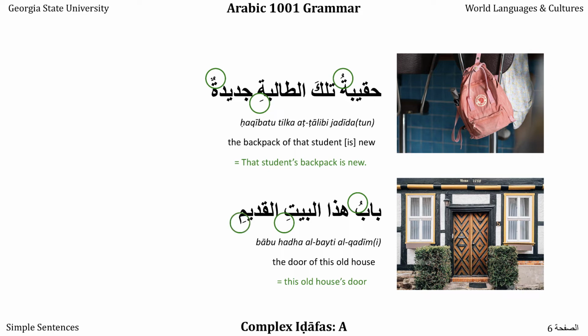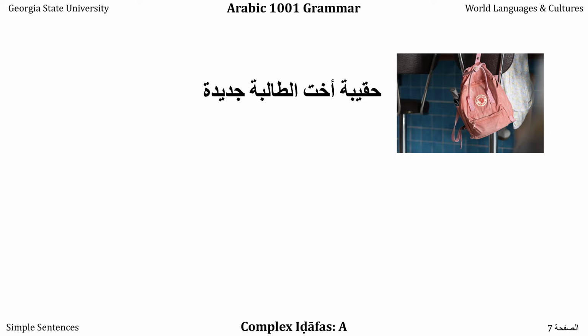And here al-Qadim also gets a single kasra because it is modifying al-Bayt and needs to be in the same case. Both words are definite, so they get single kasras instead of double kasras. Now let's put a regular noun, not a demonstrative, in between the two words of the idafa and create a three-word idafa. We can say haqibat ukht at-taliba jadida.